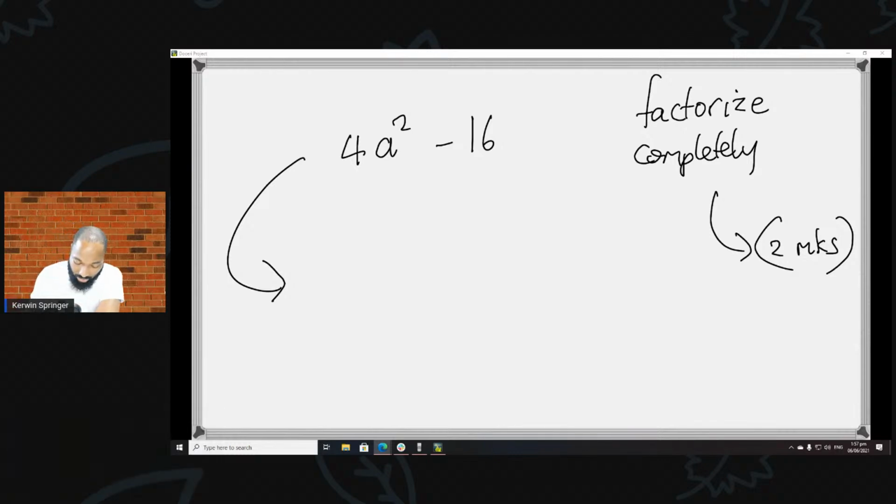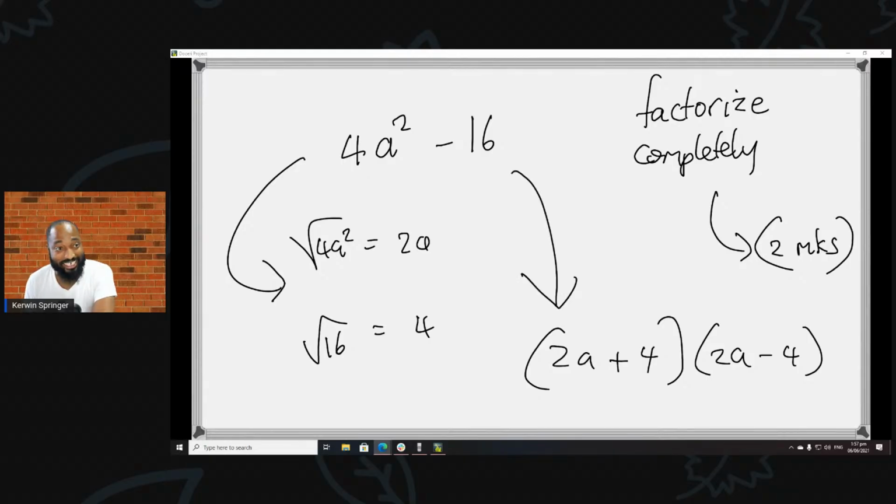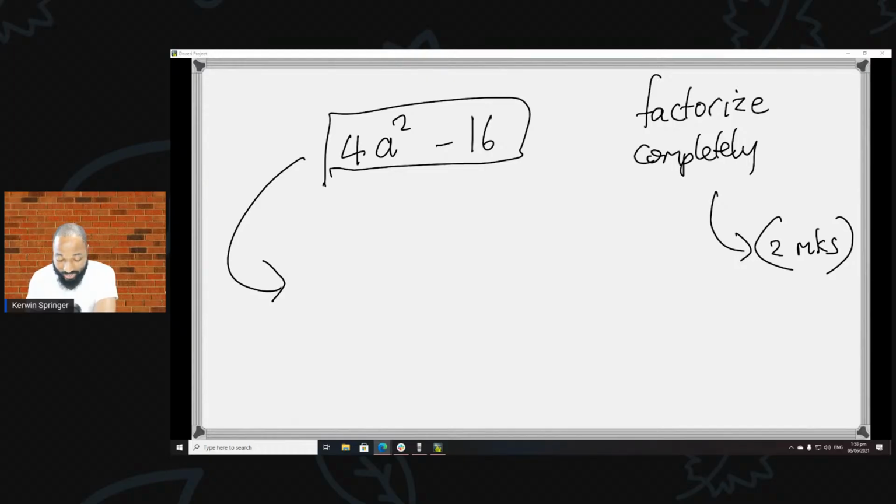Because you did the square root of 4a squared and you get 2a. Then you did the square root of 16 and you get 4. But sir, you told me to do this. That's what you must be thinking, right? This is what you said to do, sir, and that's what I did. Well, that's not the whole truth. You're supposed to factorize completely. And if you looked at this a little more strategically, you'd realize that a whole factor could come out of this first before we even put on any action.